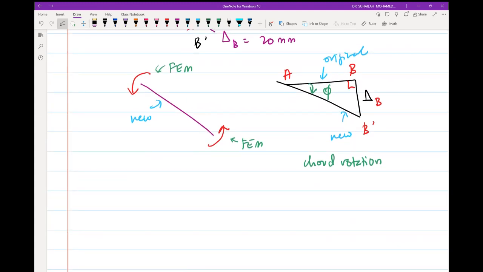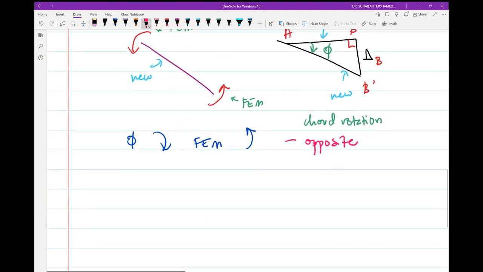When the chord rotation rotates clockwise, the FEM is counterclockwise. It is opposite. Between the chord rotation angle and the FEM, it is the opposite condition. When the angle is positive, FEM is negative. Again, when the angle is positive, FEM is negative. So the formula is very simple.